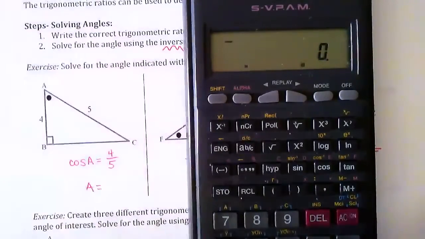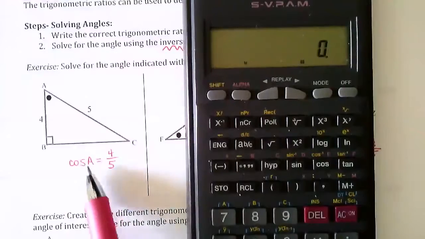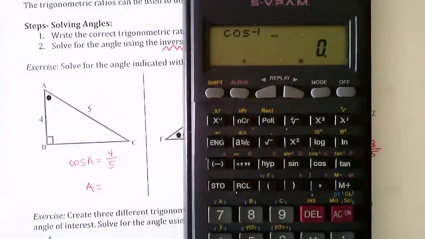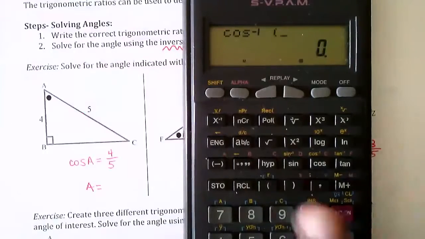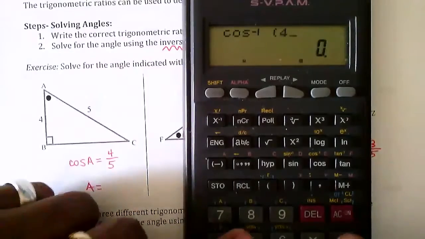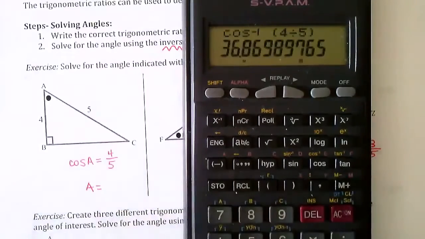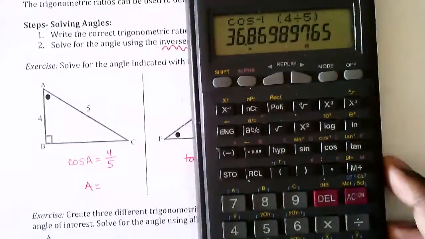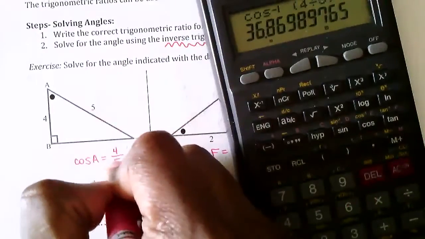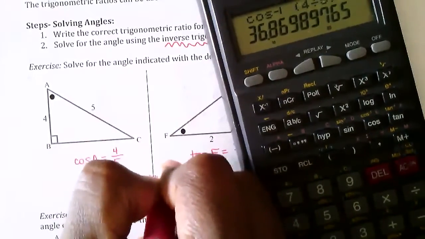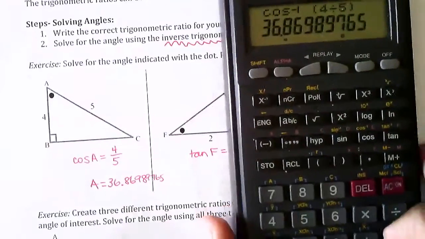What you're going to do is the inverse of cosine. So instead of cosine, you're going to do the inverse. I'm going to press shift and do the inverse, and then I'm going to type out the ratio, the 4/5 in brackets, 4 divided by 5. And that gives me 36.86989765. So I'm just going to write it all down quickly. 36.86989765.